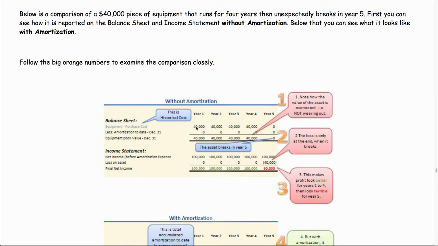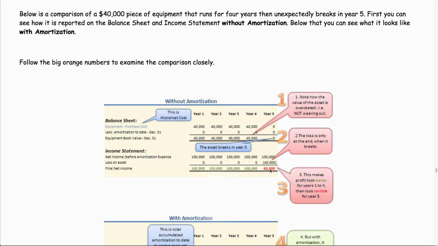So we bought this machine for $40,000 and we used it for 4 years. Right? And on the income statement, we have our net income before any amortization, and we show no amortization expense, no loss on the asset, no wear and tear. And then in year 5, when it breaks, all of a sudden we have no asset value. The value is vaporized. It's all wiped out in a single expense in that year. And take a look what happens to our profit. We have this constant profit going along, and then all of a sudden in the year when it breaks, we show this huge cost, destroys our profit.